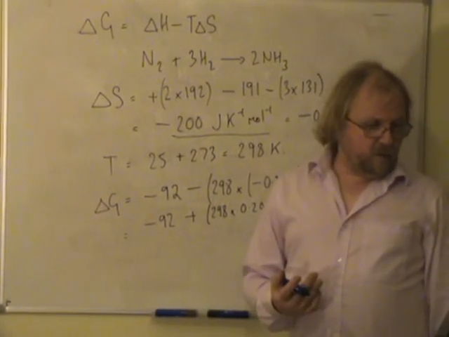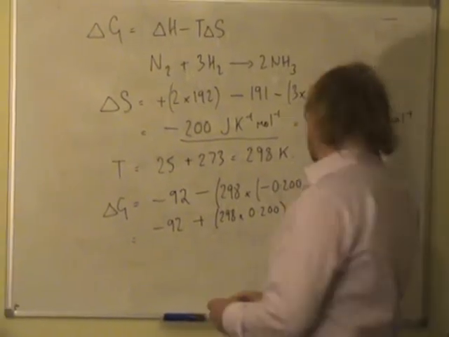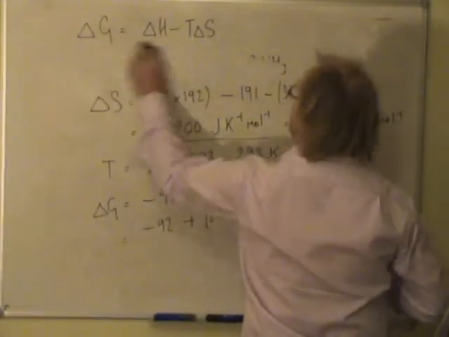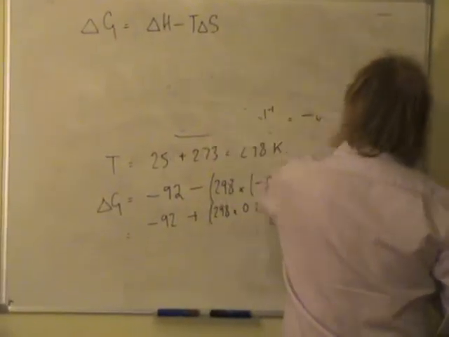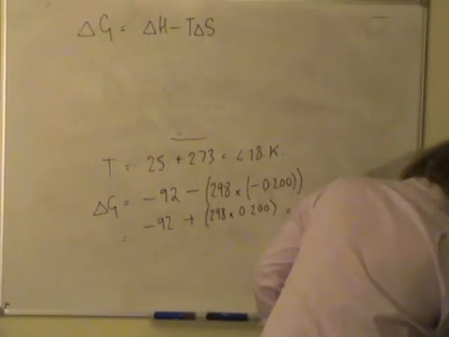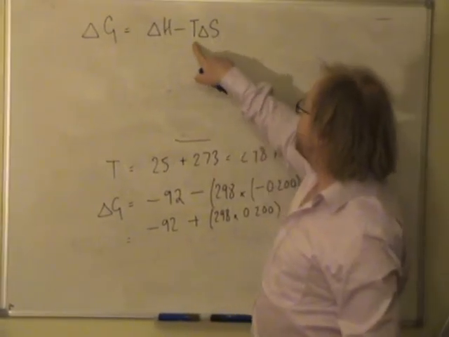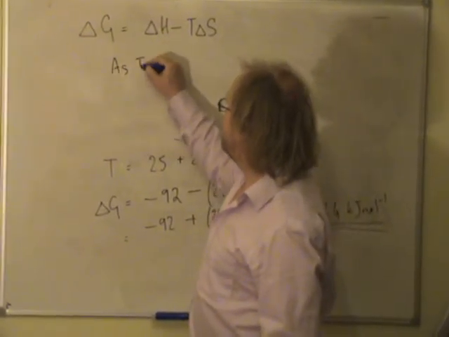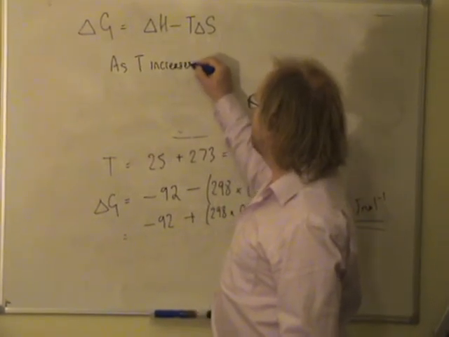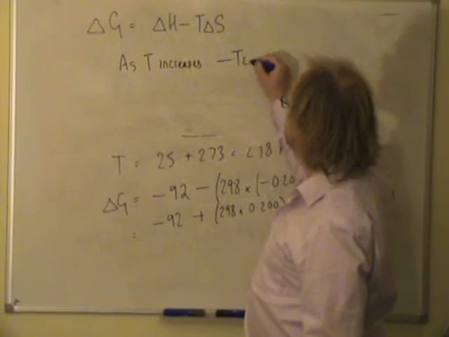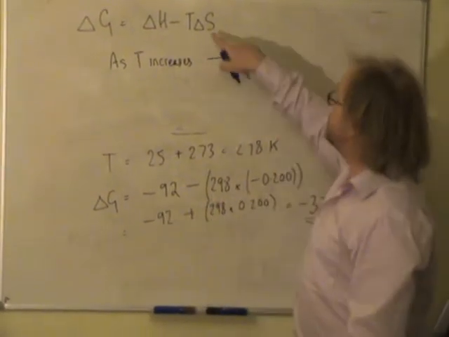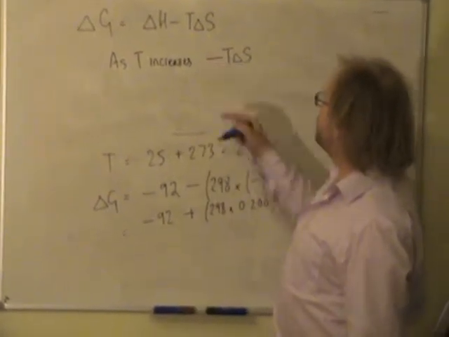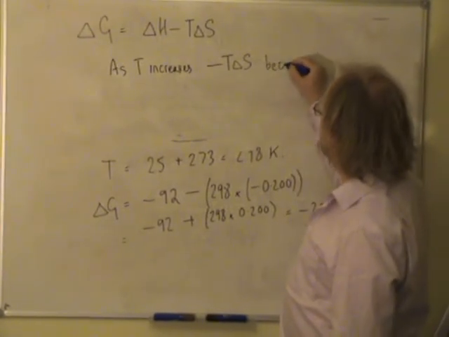Okay, now we've got to explain why it isn't feasible at very high temperatures. And that comes down to looking at this expression again for delta G. As the temperature increases, this term becomes more important because T gets bigger. So as T increases, as we go to higher temperature, this term minus T delta S will become more positive, because remember, delta S is a negative number, so minus delta S will be a positive number, and it will get more positive. So minus T delta S becomes more positive.